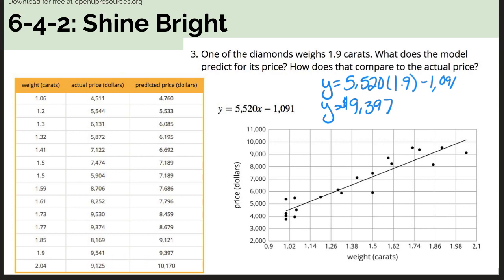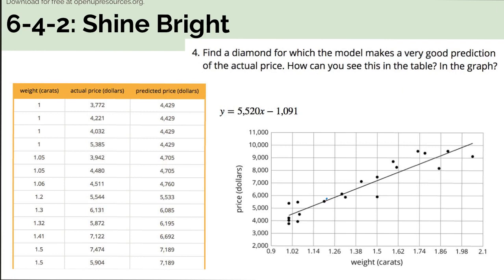Right here at about 1.2 carats is a diamond that falls pretty much right on that predicted line for the model. And in the table, I can see that right here as well. And the actual price is just $11 off from the predicted price. So for that diamond, the model predicted its price very well.